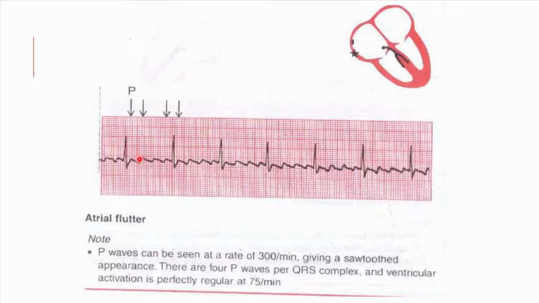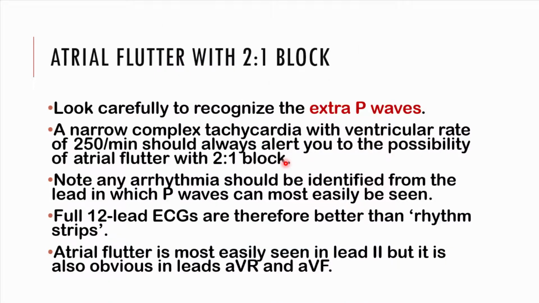So it means that not every P wave is going to be followed by a QRS complex, and these QRS complexes, as we can see, are of normal duration and have normal morphology, indicating that the impulse down the QRS complex is normal. As you can see, there are about 4 P waves that usually precede a QRS complex, and the rate of the ventricular activation is here at 75 beats per minute.